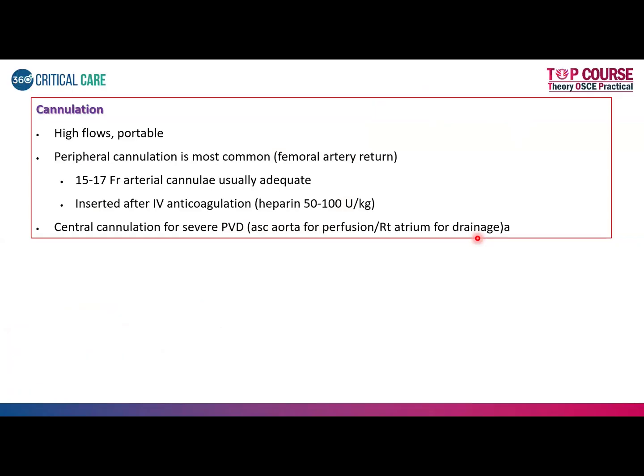Cannulation: high-flow portable cannulas are used. Peripheral cannulation is more common, and the arterial cannula size is around 15 to 17 French. It is inserted after IV anticoagulation of 50 to 100 units per kg. Central cannulation may be done for severe peripheral vascular disease, but ideally we avoid it.